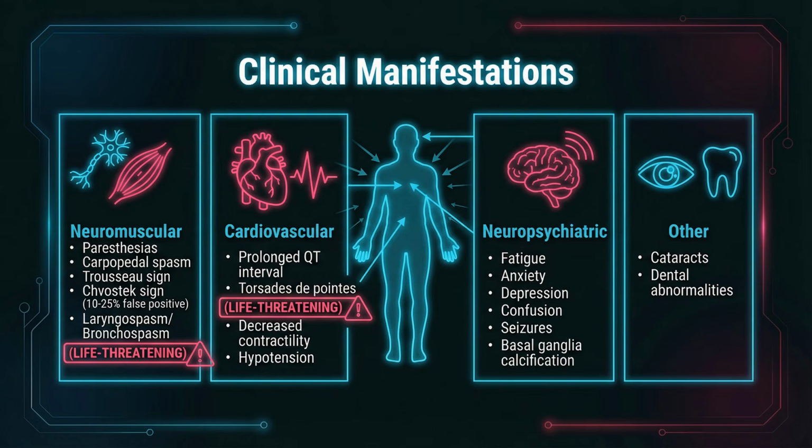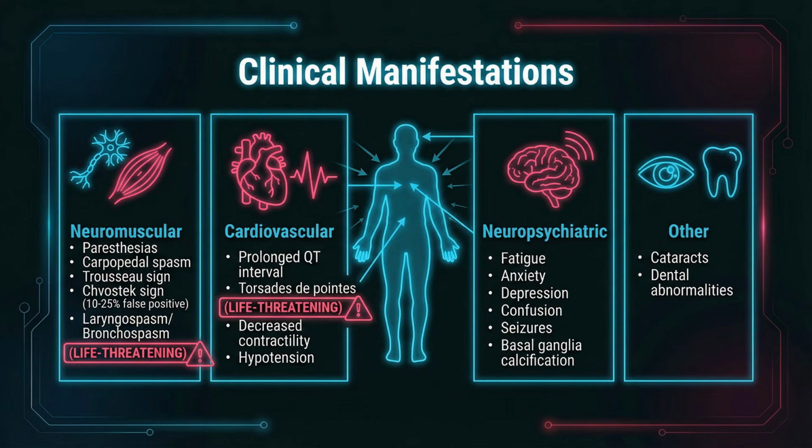Cardiovascularly, look for a prolonged QT interval which can lead to life-threatening torsades de pointes, as well as decreased contractility and hypotension. Neuropsychiatric manifestations include fatigue, anxiety, depression, confusion, seizures, and basal ganglia calcification. Other manifestations can include cataracts and dental abnormalities.